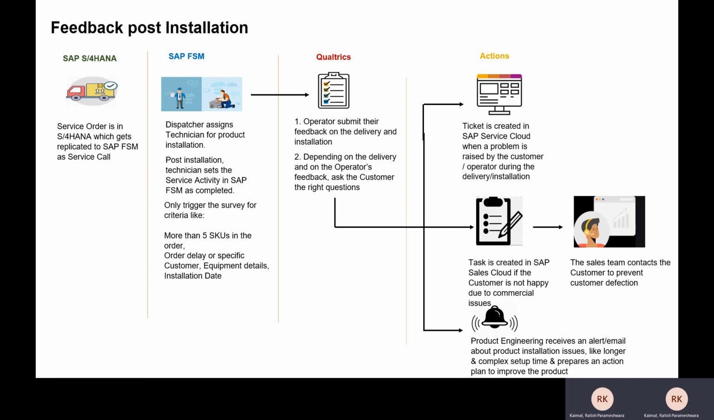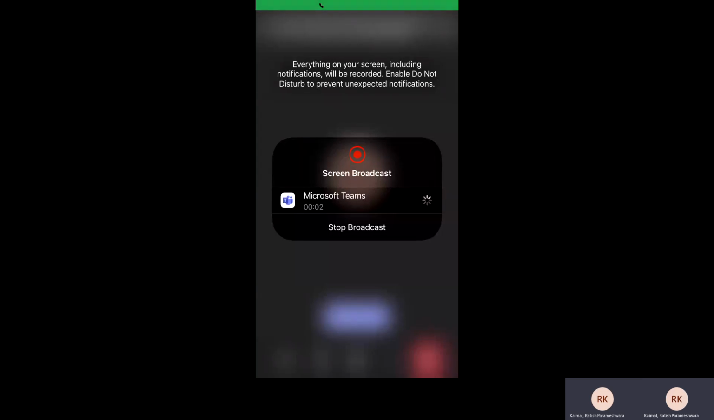In the next few minutes, I will show you in the system how the field service technician performs the installation activities using the FSM mobile app, how we trigger the Qualtrics survey, and based on the feedback responses, how we trigger subsequent action in SAP Sales and Service Cloud. Now I will jump into the field service technician persona who will be using the FSM mobile app to perform the installation activities.